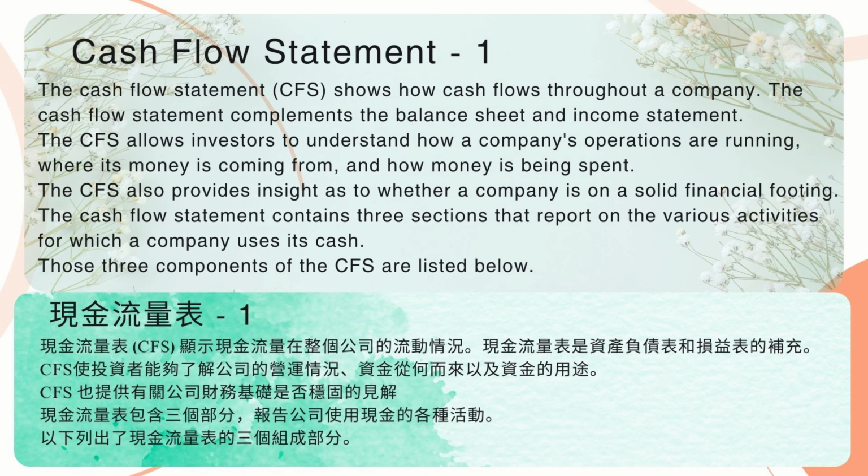The cash flow statement complements the balance sheet and income statement. The CFS allows investors to understand how a company's operations are running, where its money is coming from, and how money is being spent. The CFS also provides insight as to whether a company is on a solid financial footing. The cash flow statement contains 3 sections that report on the various activities for which a company uses its cash. Those 3 components of the CFS are listed below.